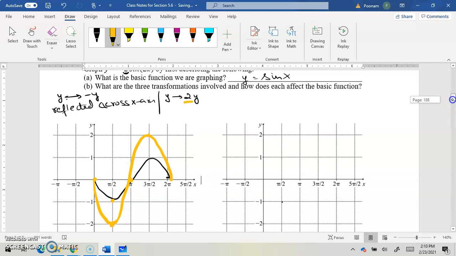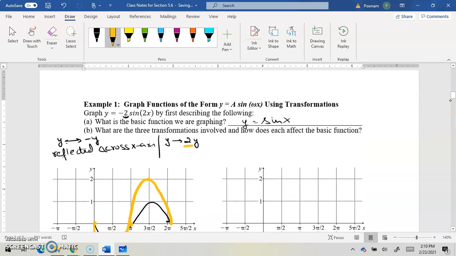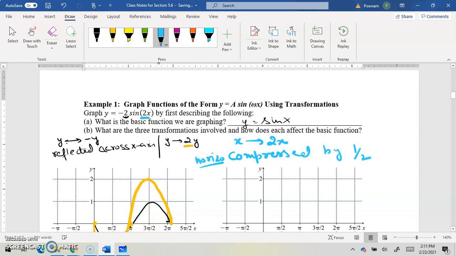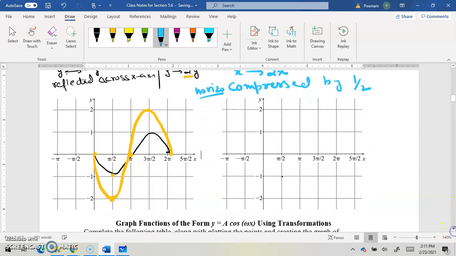The last one here inside, x is also being multiplied, 2x, right? So let's look at that. x is changing to 2x. That means the graph will be compressed horizontally, horizontal compression by a factor of half. What does that mean? That means whatever is happening at pi by 2 now will happen at pi by 4. So at this point it will be negative 2. Whatever is happening at pi will happen at pi by 2, which is 0.